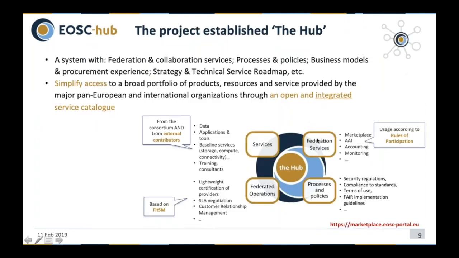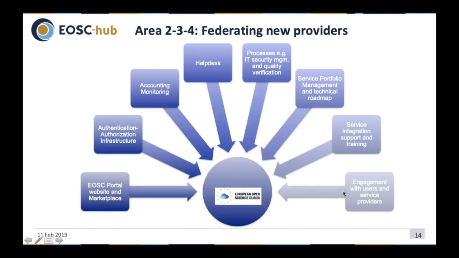So just going back to the slide, I talked about the services so far. Now talking about federation services, federated operations, and processes and policies. Just zooming in a bit on what those mean. Basically, those enable the federation and the integration of new providers into EOSC from outside the consortium.